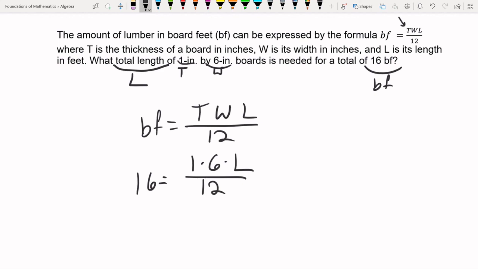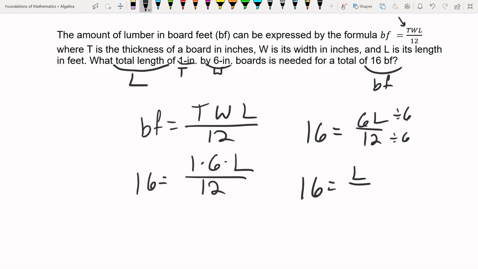Well, if we simplify this right-hand side of the equation, we get 16 equals 1 times 6 is 6. And we can divide top and bottom by 6. We get 16 equals L over 2. And in this case, you'll see, well, this is a one-step equation. L is being divided by 2. All I have to do to solve for L is multiply by 2 on both sides. So L is going to equal 16 times 2, which is 32.